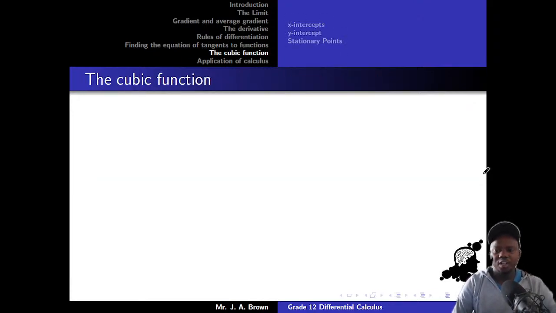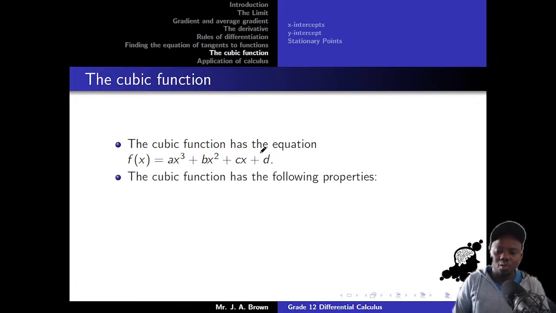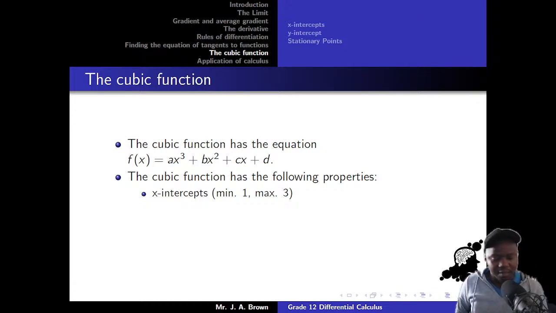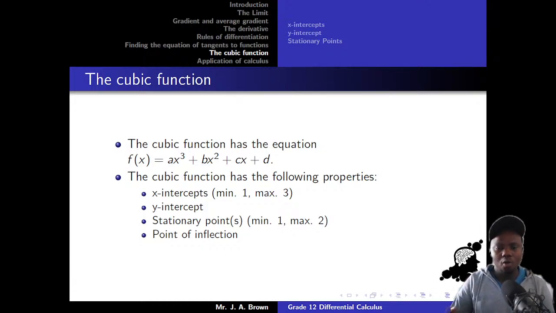Now we talk about the cubic function. And the cubic function, as you might be familiar with the equation, is ax cubed plus bx squared plus cx plus d. And what we need to know is the cubic function has the following properties. It has x-intercepts. It might have one x-intercept, it might have three x-intercepts, or it might have two x-intercepts. There's one y-intercept. There are the stationary points or the turning points, where we can have one stationary point or two stationary points. Lastly, there's the point of inflection. Now, we're almost out of time, so let's quickly run through how to determine each of these.